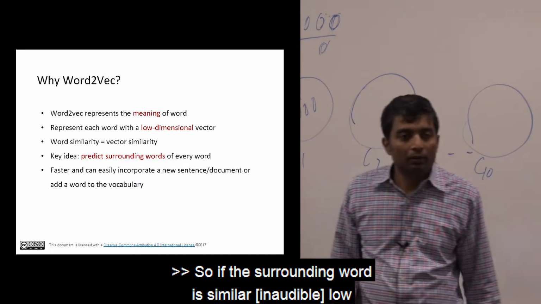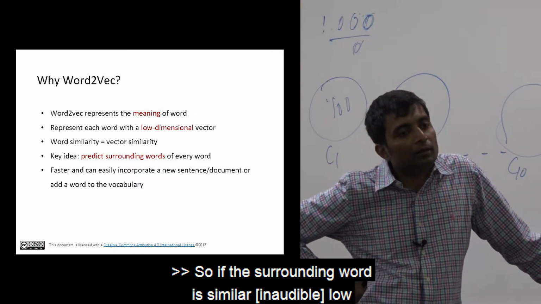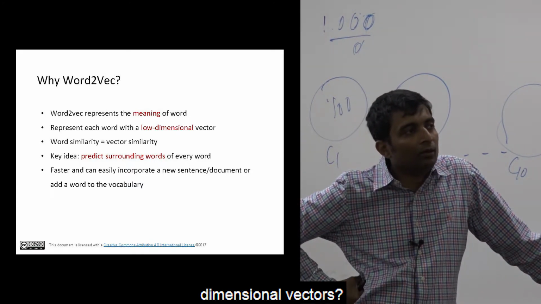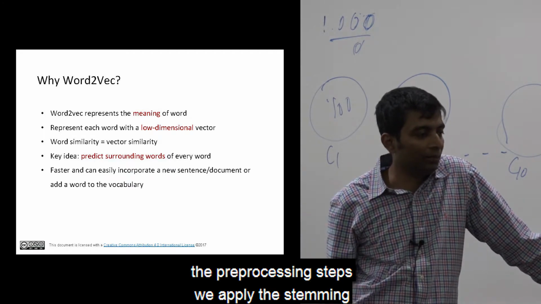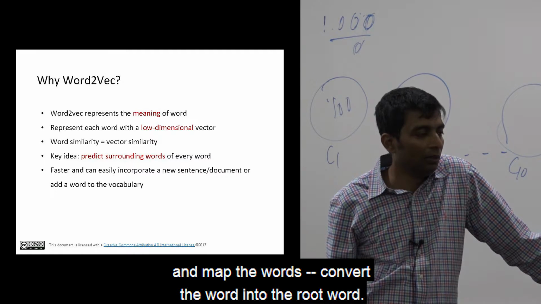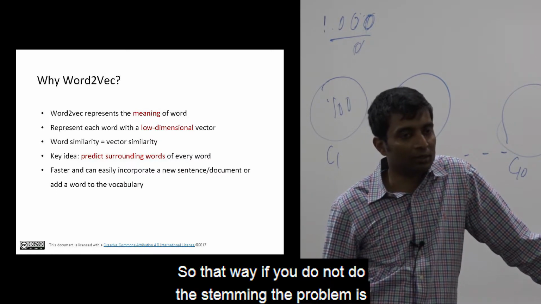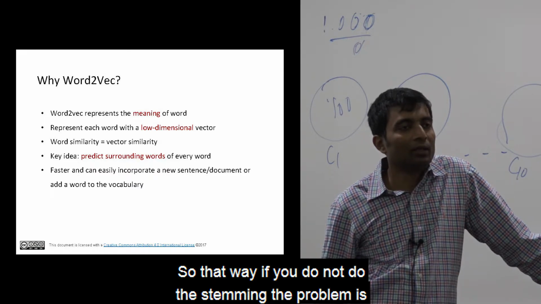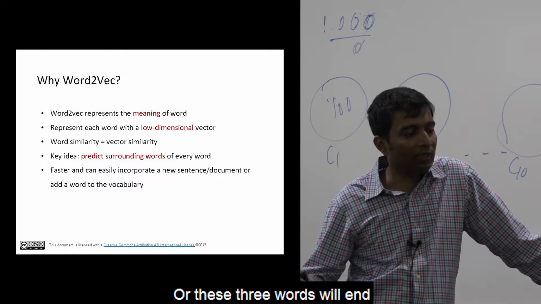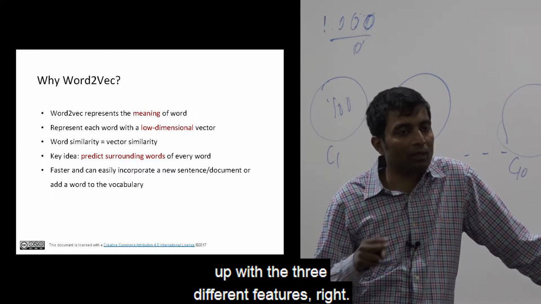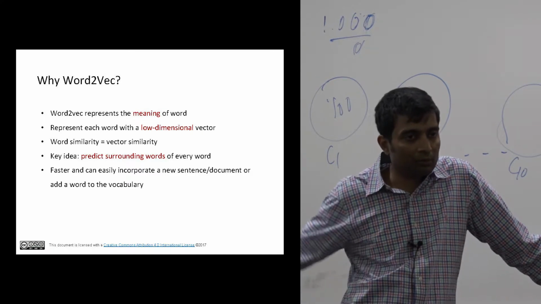So would stemming of a word give similar low dimensional vectors? No, stemming is just a pre-processing step we apply to convert the word into the root word, that's it. If you do not do the stemming, the problem is these three words will end up with three different features, right? That we don't want in our vector representation.